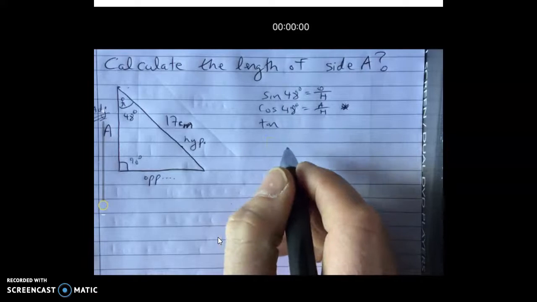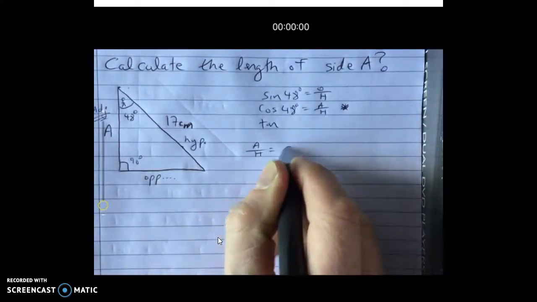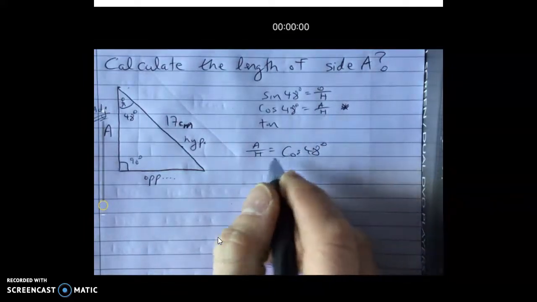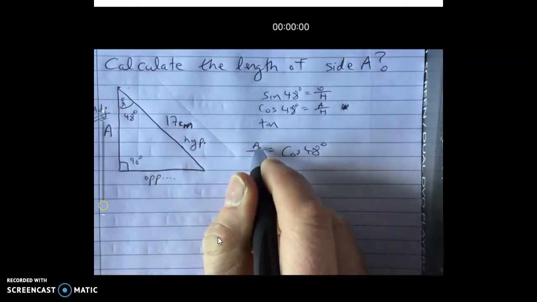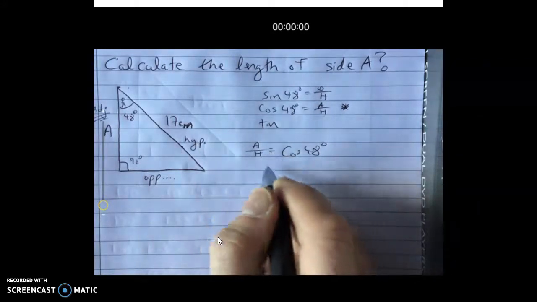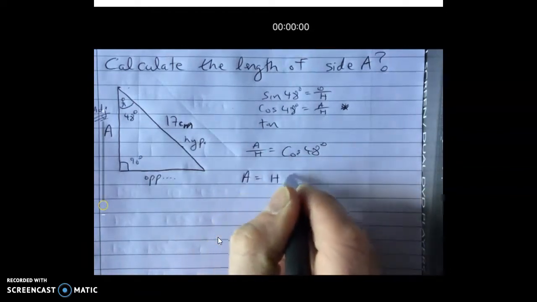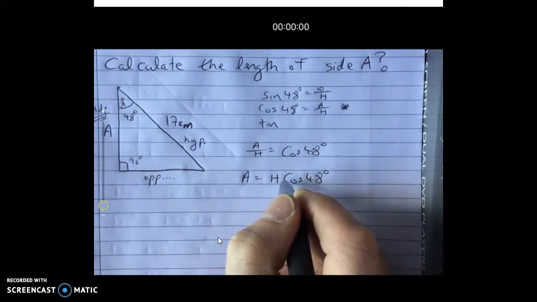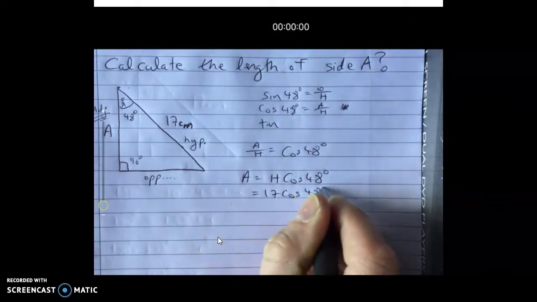So we can set it up like this: adjacent over hypotenuse equals cos 48 degrees. Now we want to isolate the adjacent. That's what we're looking for. It happens to be our side label A. Multiplying both sides by h, we get A equals h times cos 48 degrees. Now h happens to be 17 with us, so that's 17 times cos 48 degrees.